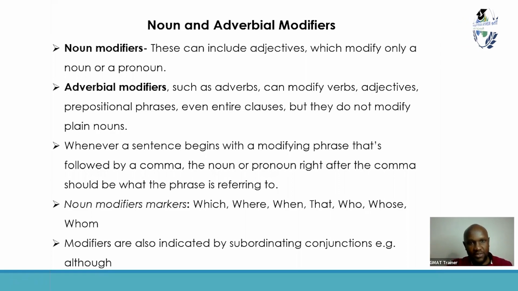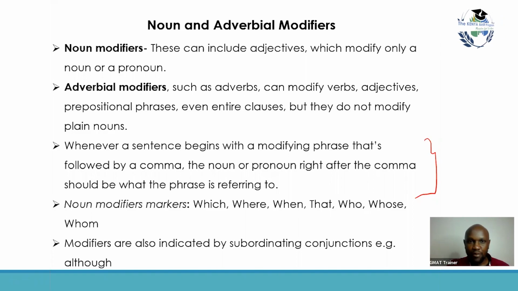Whenever a sentence begins with a modifying phrase that's followed by a comma, the noun or pronoun right after the comma should be what the phrase is referring to. These are very important principles when it comes to modifiers, and essentially it makes up the core or the bulk of what modifier error questions test in sentence correction, as we're going to see later on in this presentation and maybe in our subsequent videos. So noun modifier markers include which, where, when, that, who, those, and whom. Those are just examples.